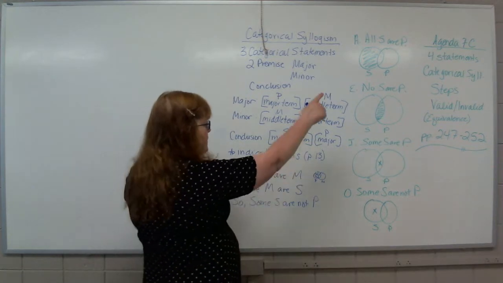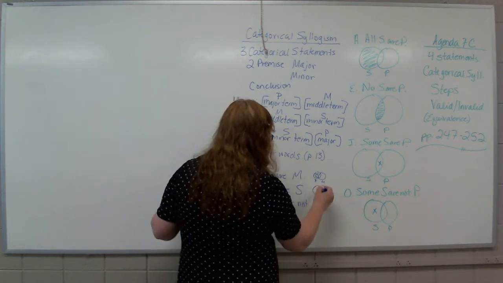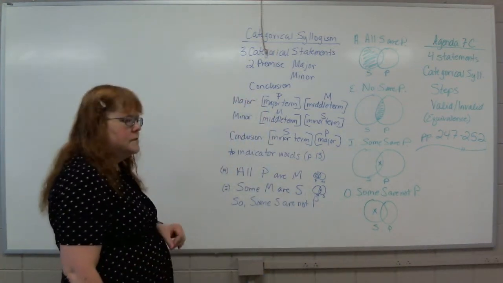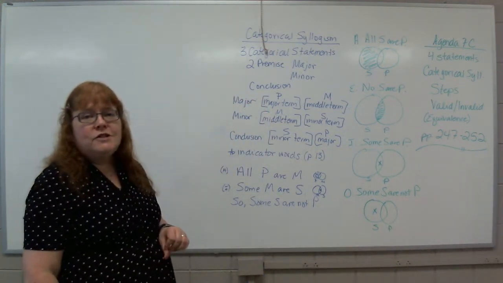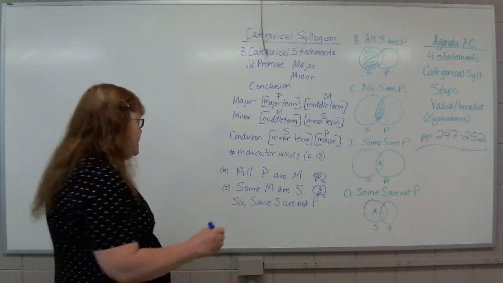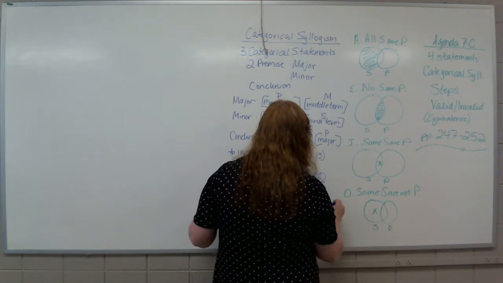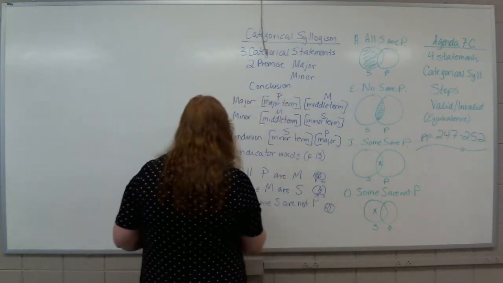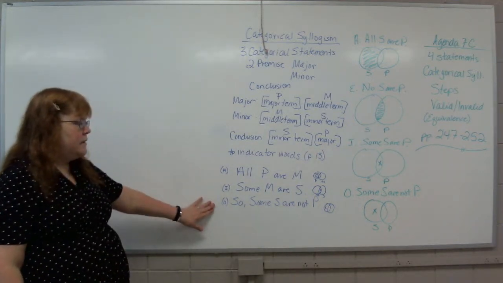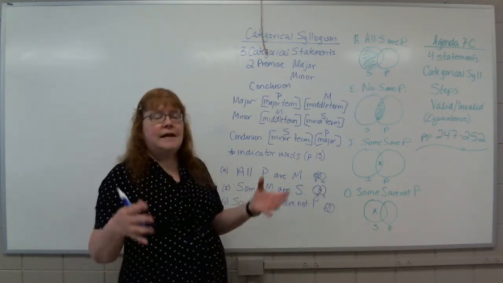Some M are S. That's an I statement. And I statements always look like this, but my first one is an M and my second one is an S. Does it matter which side I put my M and S on for an I statement? No, not really, but we're going to stick together there. My conclusion, some S are not P, is going to look like my O statement. Knowing which kind of statement we have and what it looks like are good steps to get things moving.